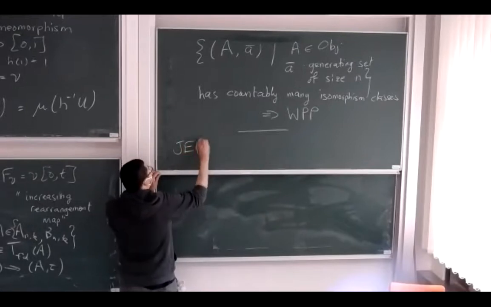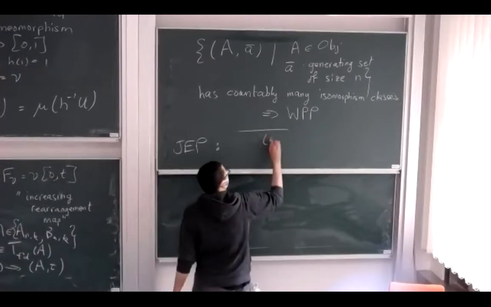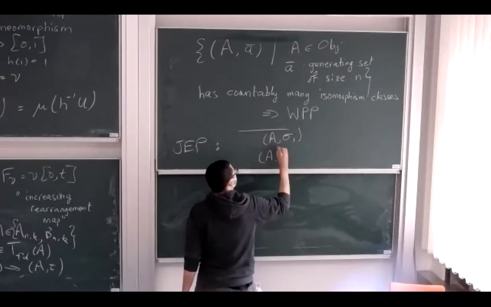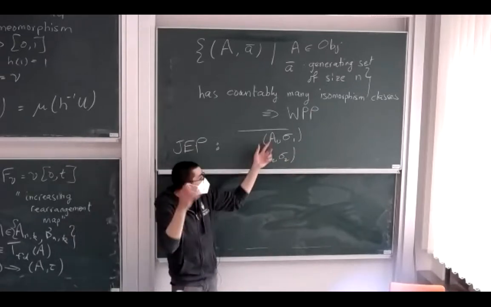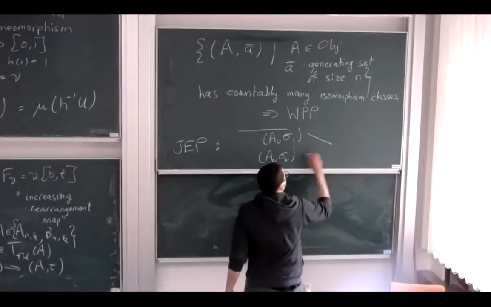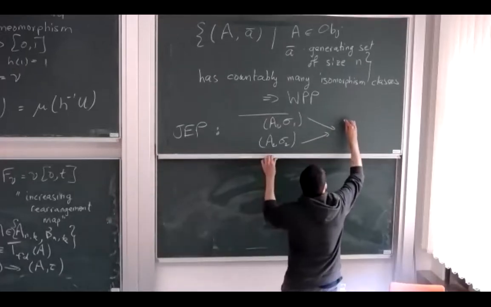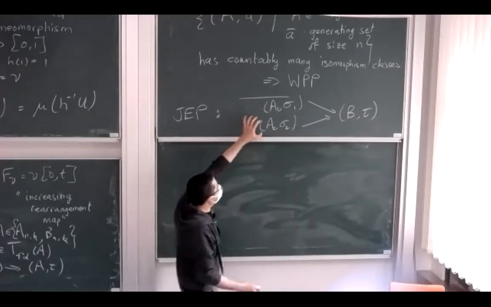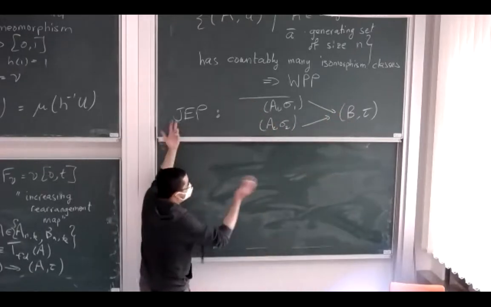So the joint embedding property: what you want is, if you give me two objects, A1, sigma 1, and A2, sigma 2, so these are either the ANKs or BNKs, and these are faithful tracial states, you want to find some other object, B top, into which they both embed. Got it. So the joint embedding property is, given these two objects, you want to find a third into which they both embed, hence the name.